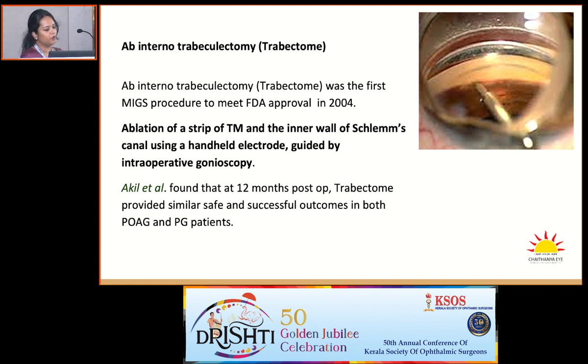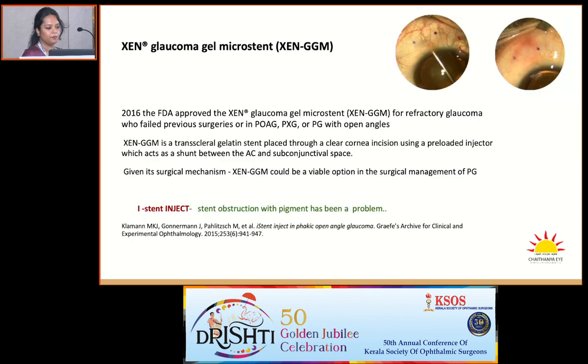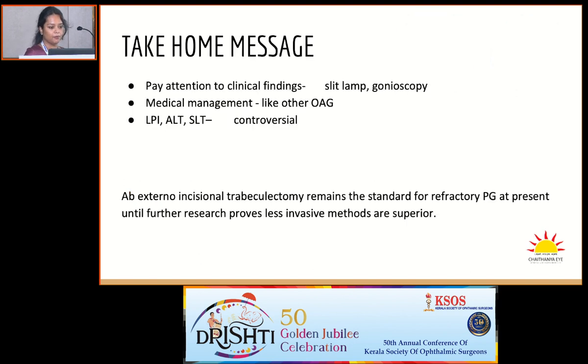And a study found that at 12 months post-op, Trabectome provided similar, safe and successful outcomes in both POAG and PG. Xen gel stent is another MIGS procedure which was FDA approved for pigmentary glaucoma and other open-angle glaucomas. Given its surgical mechanism, it could be a viable option in management of PG. iStent inject has been tried, but stent obstruction with the pigment has been a problem.